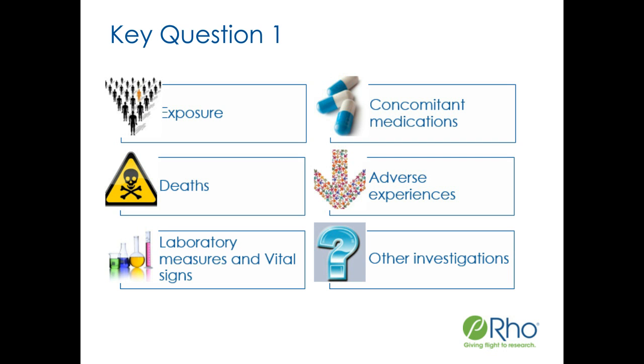So when you look at the different parameters, typically you'll see things about exposure, and the agency is going to expect exposure data, data on concomitant medications, deaths and other adverse experiences, laboratory measures and vital signs, and then other investigations that are either specified in an agency guidance on your therapeutic area or otherwise, or have been discussed through either your pre-NDA meetings, your end of phase 2 meetings. You're going to want to look through all of that to make sure that you're investigating appropriately.